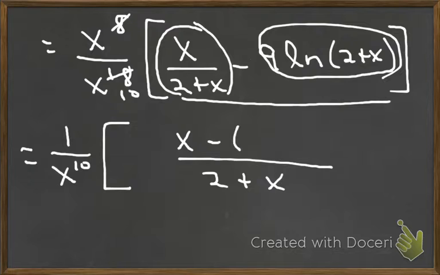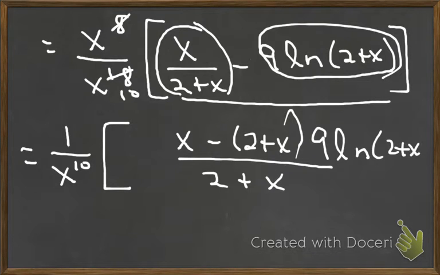So that's minus the quantity 2 plus x times 9 ln of 2 plus x. Now I want to be real careful because these 2 plus x's can't be combined, because one is the argument of natural log and one is not.